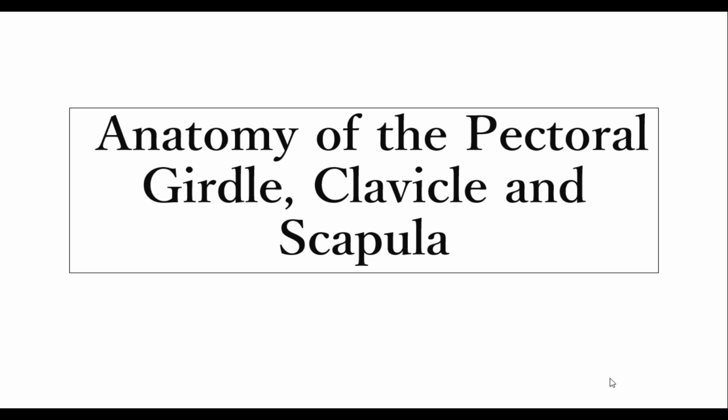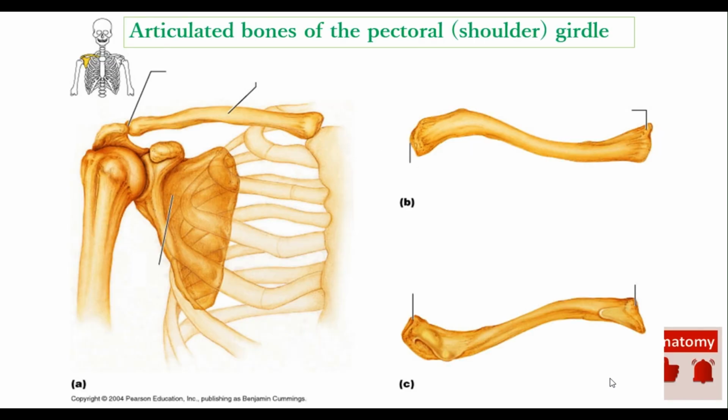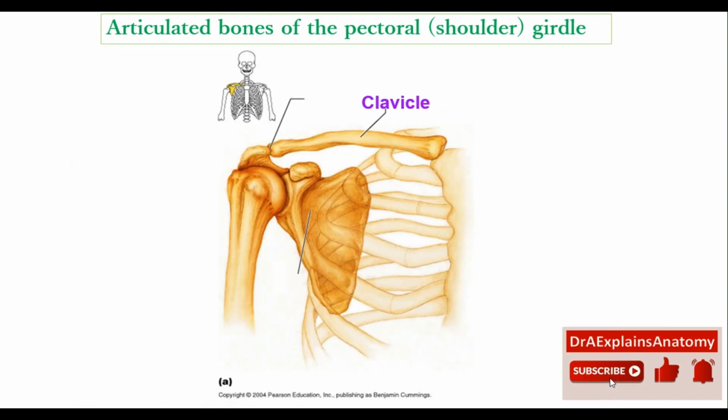Hello, everyone. Let's label together the structures on the blank figures of the pectoral girdle, the clavicle, and the scapula. Starting with the bones that form the pectoral girdle. First, we have the clavicle, and the second bone is the scapula. The collarbone is the clavicle, and the shoulder blade is the scapula.